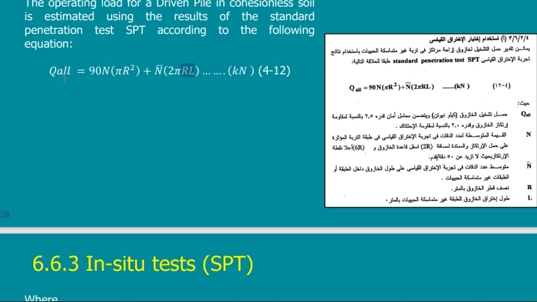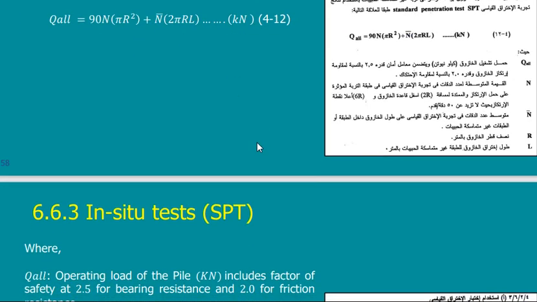So if I want to write this equation again, I will say Q ultimate equal 2.5 multiplied by 90 and so on, plus 2 multiplied by n bar and so on. So now you can get from this equation the ultimate and the allowable. But to reach the allowable, you have to use each factor of safety as given in the code. So this is the first thing I want to concentrate on.